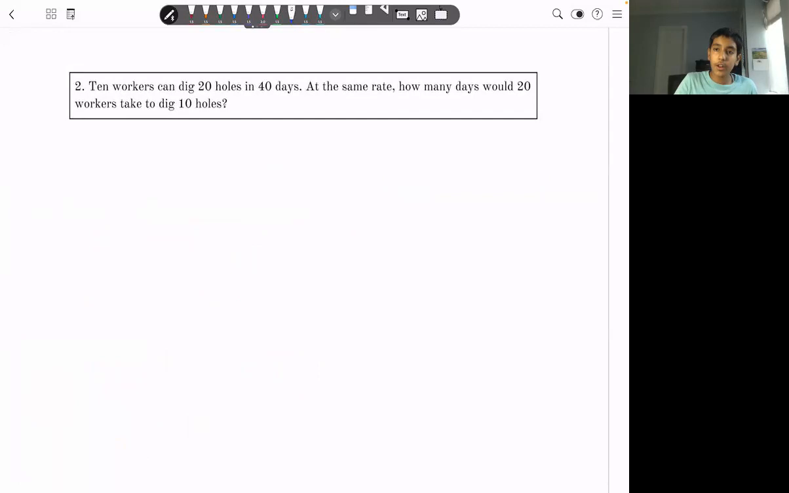Okay, so now we're going to use another very important technique. So this is another important technique that comes up often. So let me make sure you understand how this technique works. So basically there are 10 workers that can dig 20 holes. So let me just write it out actually. So we have 10 workers. They can dig 20 holes in 40 days.